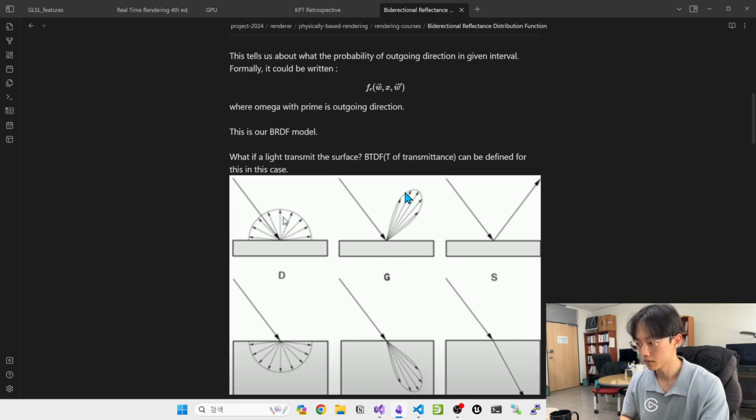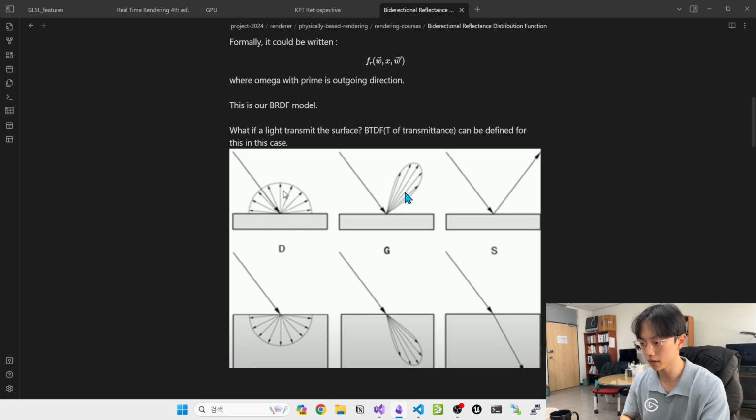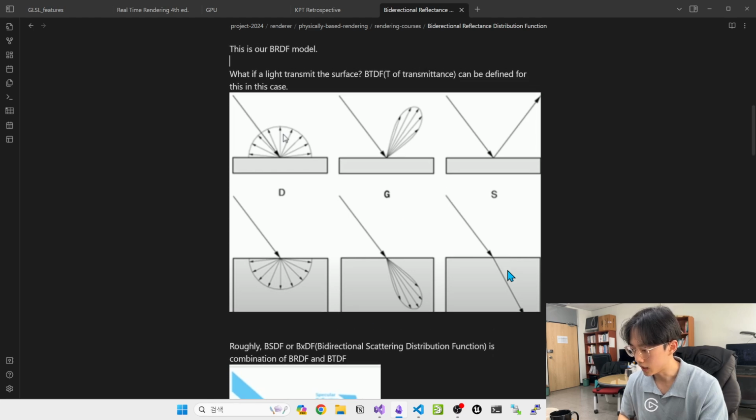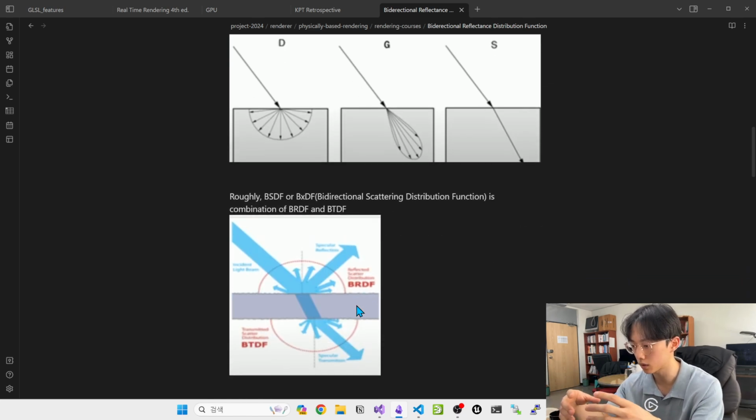So this is our BRDF model. With this reflectance probability density function, we can compute all of the outgoing directions against the incoming light. What if a light transmits through the surface? It can be modeled with the BTDF, with the T for transmittance. So the BTDF takes the case like below. Roughly, BSDF or BXDF is a combination of BRDF and BTDF. We combine the BRDF for the reflectance and the BTDF for the transmittance, so we can model the light scattering effect on the surface by combining these two models.